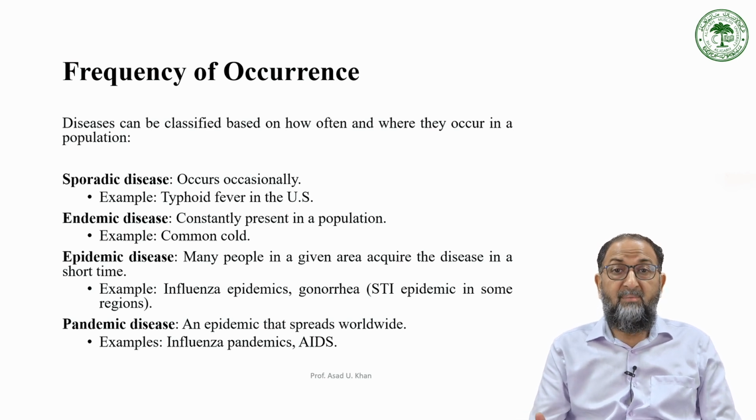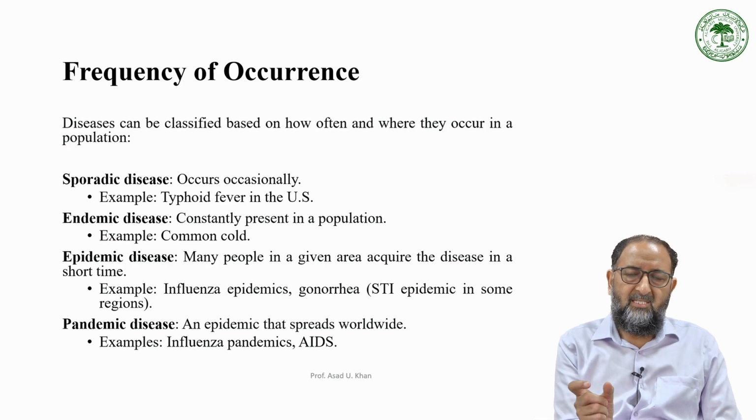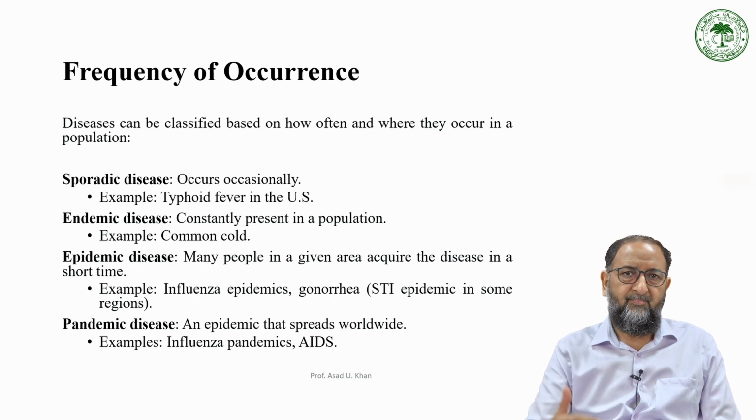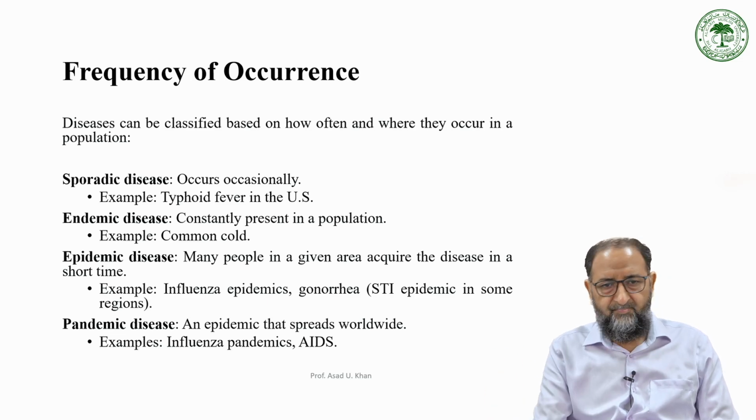Epidemic disease affects many people. In this case, the number of people increases. Many people in a given area acquire the disease in a short period of time. Say, for example, in the last 2 months, what was the malaria epidemic in Delhi or in Delhi NCR? So we call it epidemic disease. For example, influenza epidemic, gonorrhea, like STI, sexually transmitted infection epidemic in some of the regions.